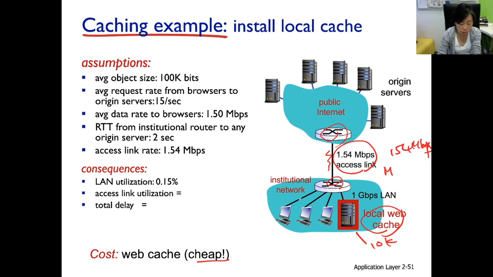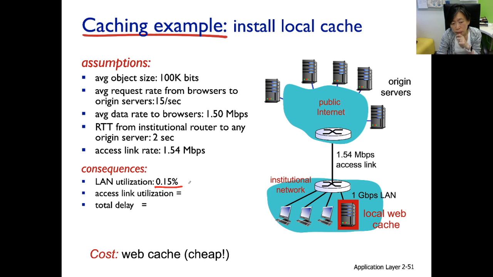Great. Now, let's see if the delay is also going to be better. Or maybe if this is cheaper, then the delay is going to be worse. Now, let's try to calculate this. We know the LAN utilization, and so maybe the LAN delay is also about microseconds. But for the access delay, we'll have to know the access link utilization in order to estimate it.